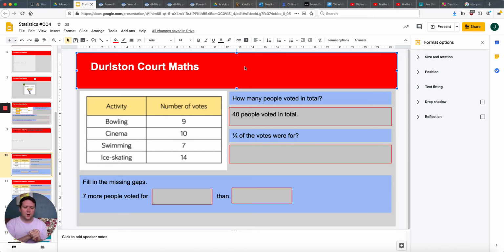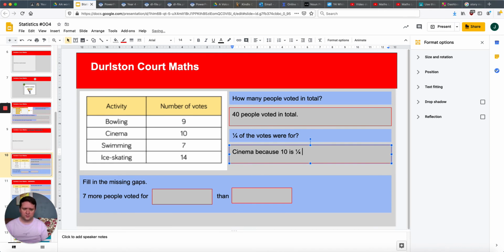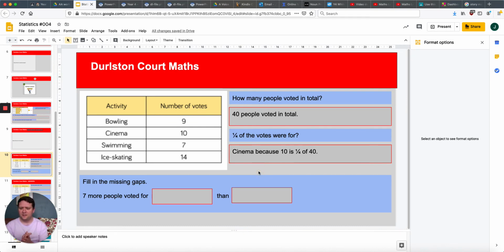4 quarters make a whole, so 4 times 10 must get us back to the total, which is 40, which is good. 4 times 10 is 40. So 1 quarter was 10. That's not the answer to the question. Now a quarter of the votes were blank, or we look at our table, 10 votes were for the cinema, so a quarter of the votes were for the cinema. Let's write that down. A quarter of the votes were for the cinema, because 10 is 1 quarter of 40. Full stop. Brilliant.